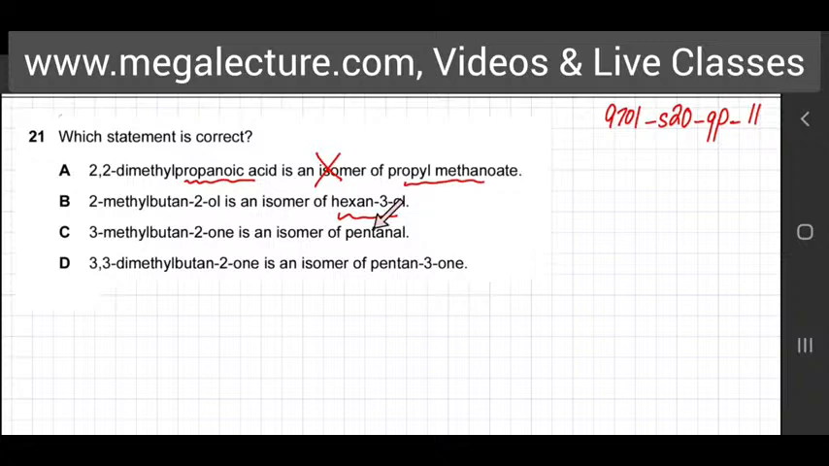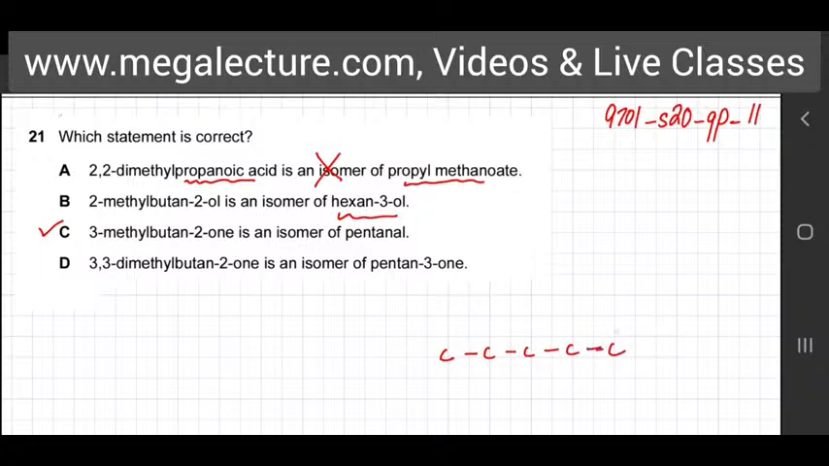Now, pent means 5 carbon atoms, bute means 4 carbon atoms, but there's a methyl branch that would give it 5 carbon atoms. So this would be the correct answer, because they would have the same number of carbon atoms, and aldehydes and ketones are isomers of each other. You should be able to do this without actually drawing it, but I'm going to draw it just for the sake of understanding.